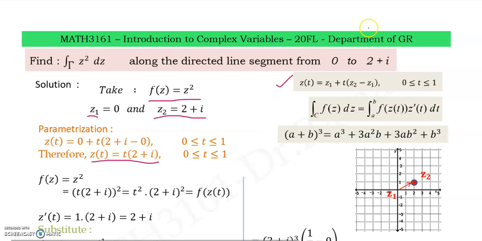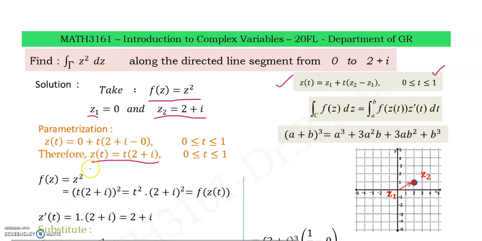Then what is the limit for t? Always, the limit for t is 0 to 1. And f of z is equal to z squared. To find the integration, we have to write the given function in terms of t, then find the derivative, then integrate with respect to t. Now here f of z is equal to z squared, which is given in the question.